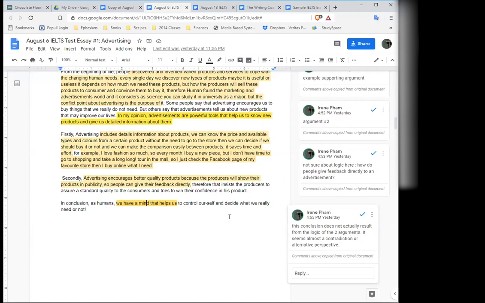However, what I said about this conclusion right here, "In conclusion, as humans, we have a mind that helps us to control ourselves and decide what we really need or not." I don't think that this follows the arguments that were given in the preceding paragraphs. I don't know if anybody else felt the same way about it, but it seemed to me like this thing about having a mind that helps us to control ourselves is not the result of these other 2 arguments. You know what I'm saying?